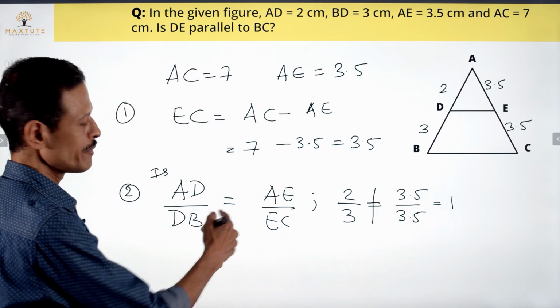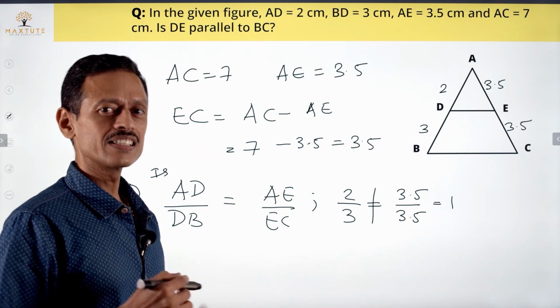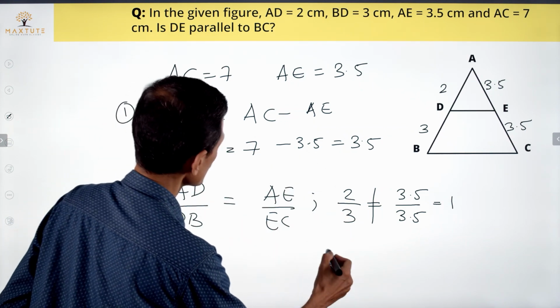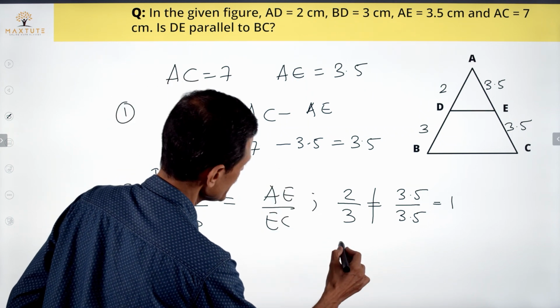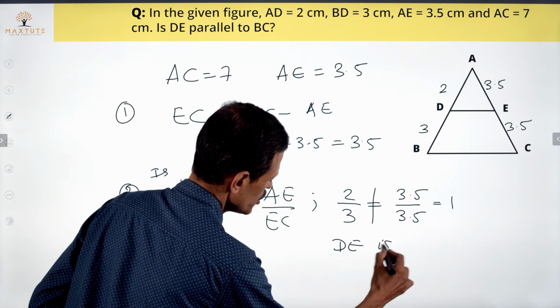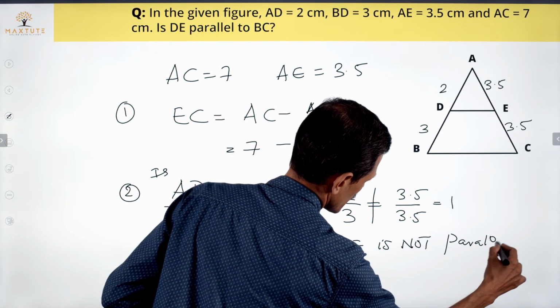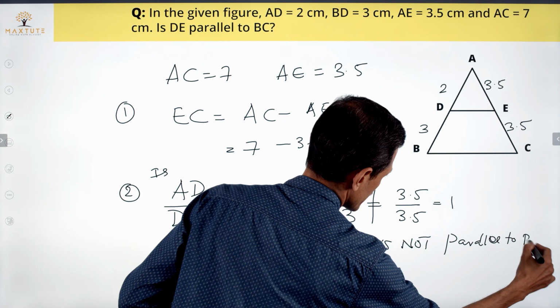So if AD by DB is equal to AE by EC, these two lines are parallel. It is not equal to AE by EC, therefore we know that DE is not parallel to BC. So that's the answer.